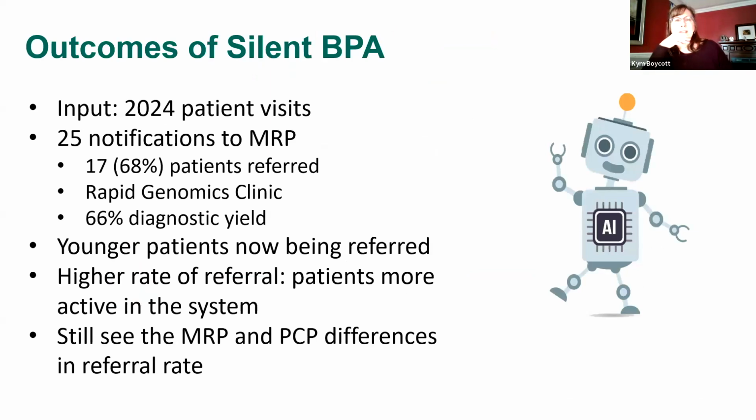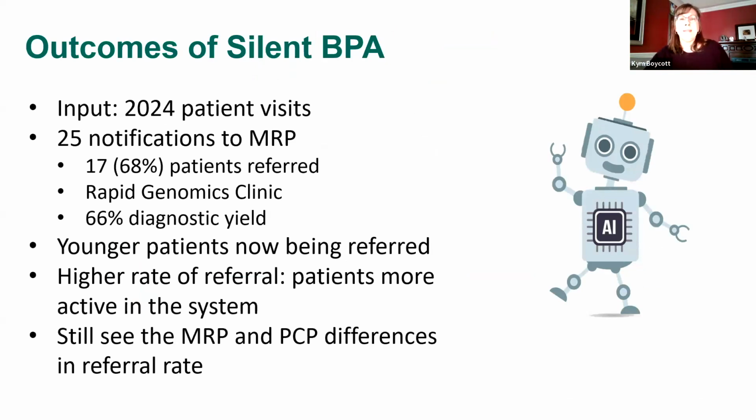And so the outcomes of the silent BPA were 25 notifications to a most responsible physician. So this is over a year's time. And it's important to put this number in the context of how many patients we think we're missing in a year's time that don't already get a referral to genetics. Because remember, if you've already been referred to us, it's an exclusion criteria.